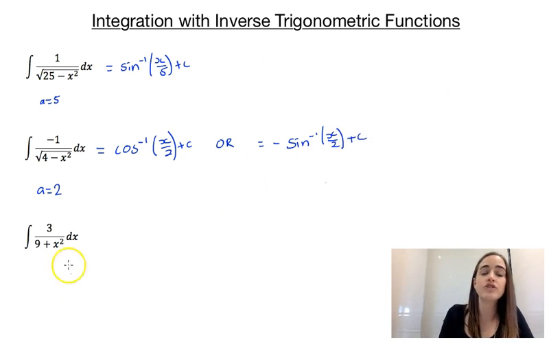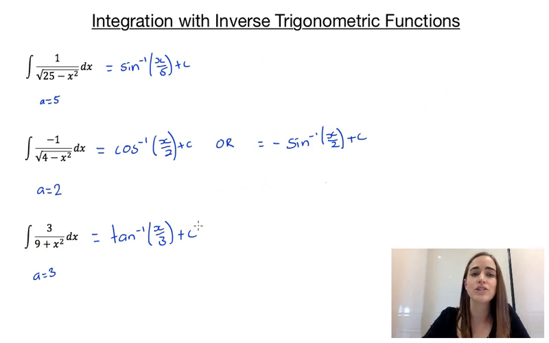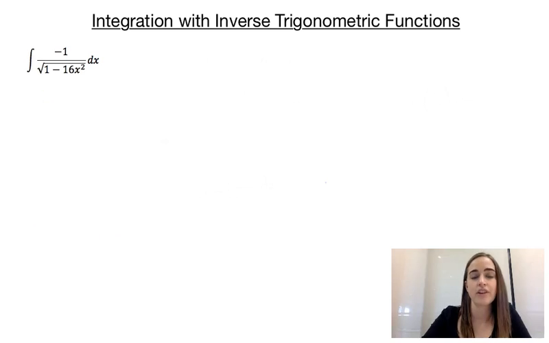Our third example is the integral of 3 over 9 plus x squared. So in this case, our a is 3 because 3 squared is 9, and we also have that 3 in the numerator. So for this one, that's going to integrate to tan inverse of x on 3 plus c. So those three examples are sort of the most basic cases that you'll get because they're already in the form that we want them in, so we can just apply them straight into our formulas. Let's have a look at two examples that actually require a bit of manipulation to get it looking how we want it to look.